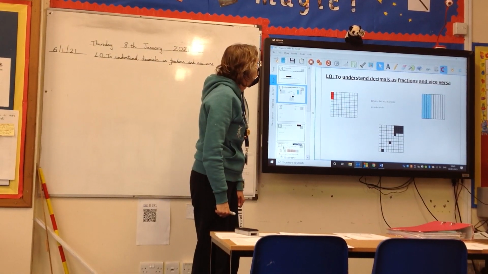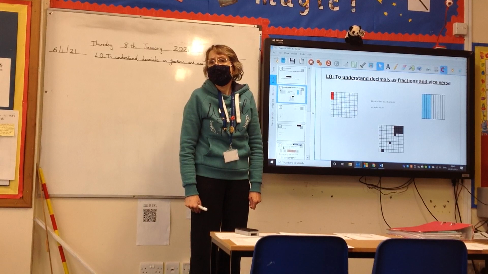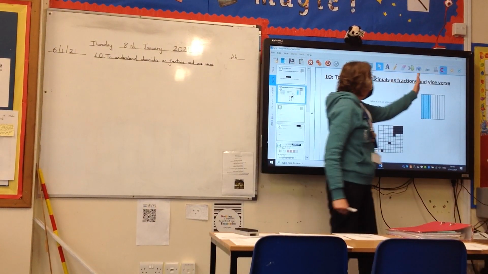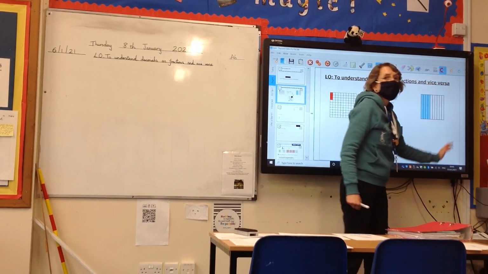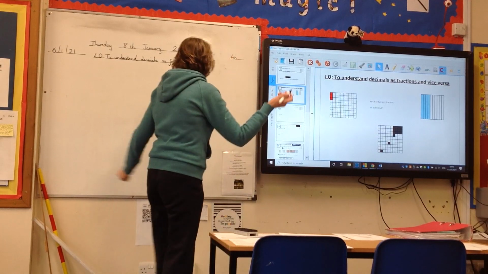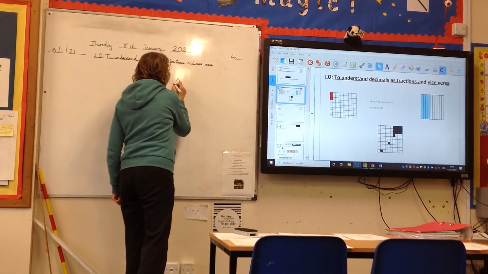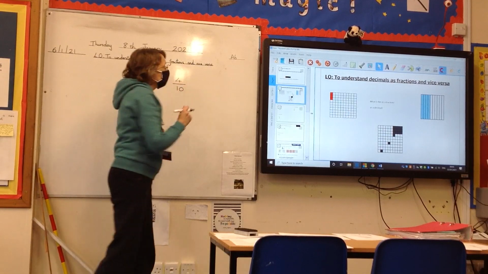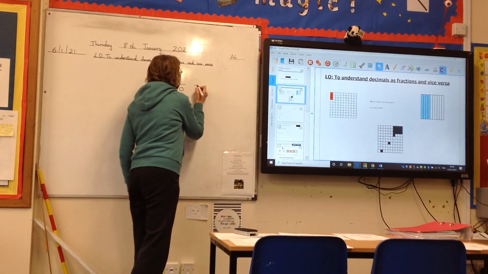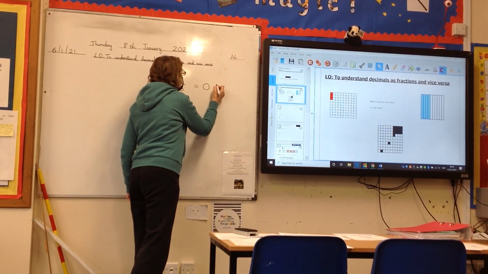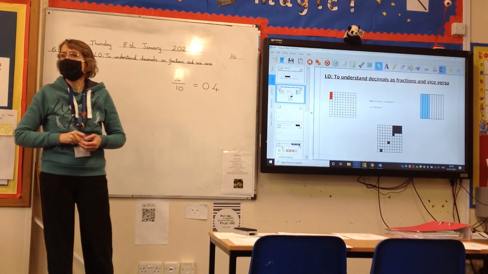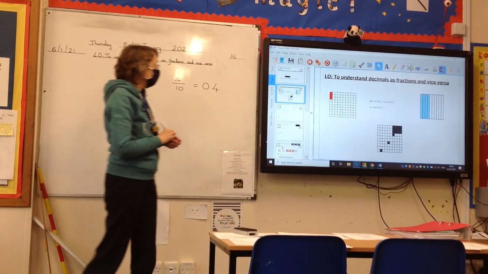What fraction is coloured in now? Good, well done. Just check again, how many strips have we got? Good, well done. And we've also got it written as a decimal. So we've got 4 out of the 10 strips coloured in, which is the equivalent, as lots of people have already written down, as 0.4. Everybody see? Good, excellent, well done.